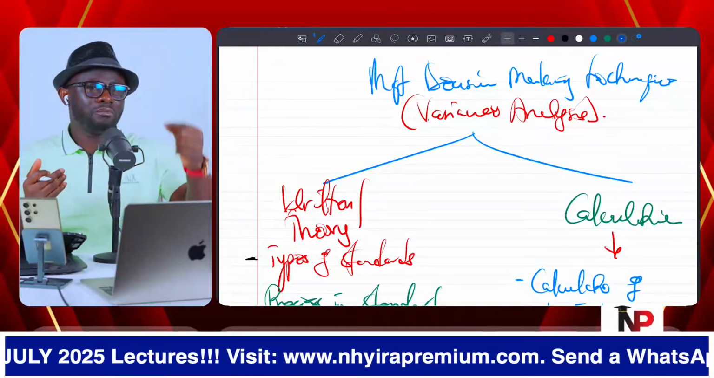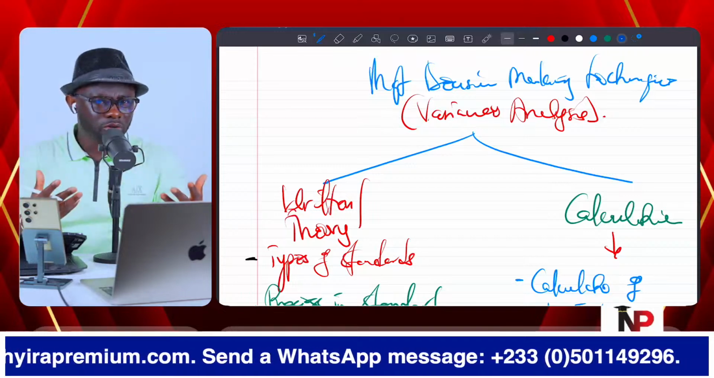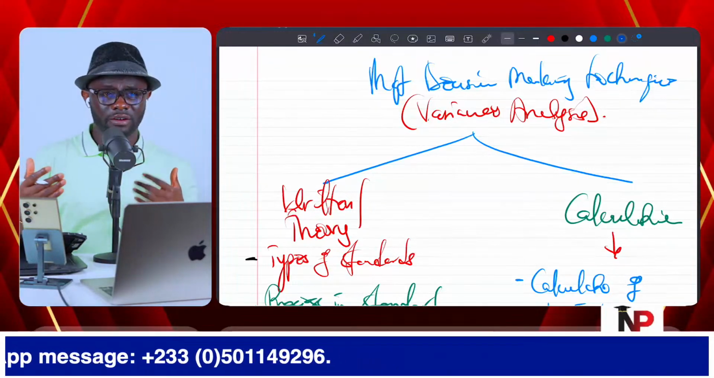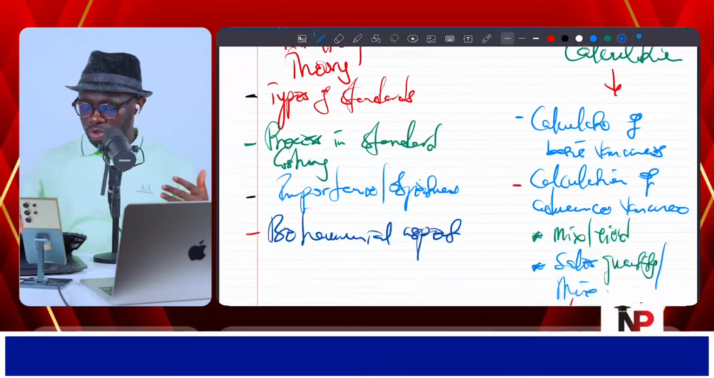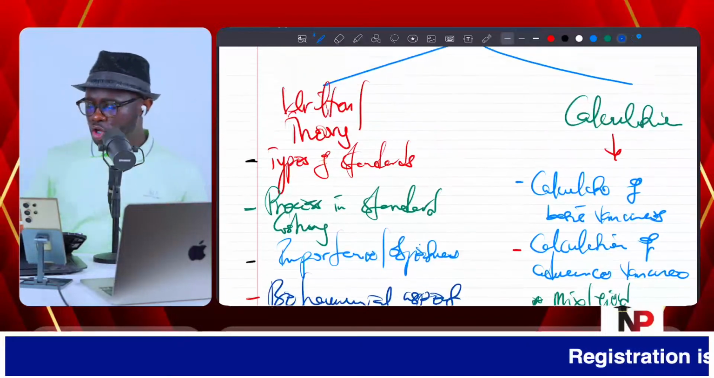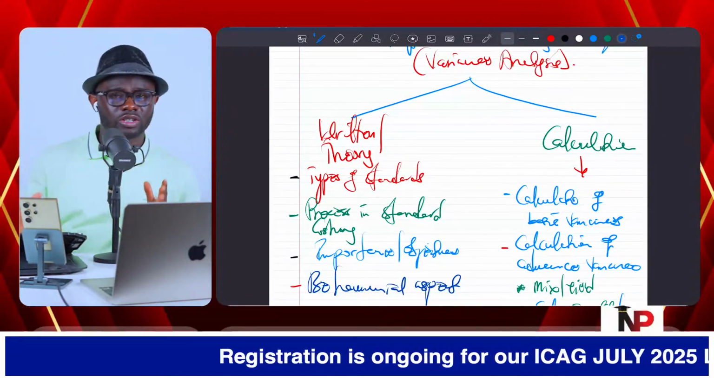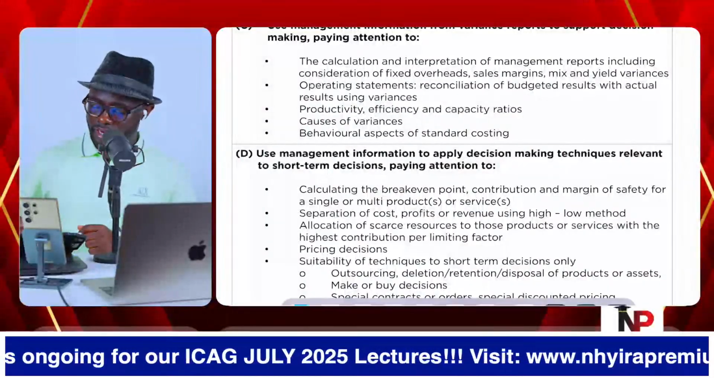So if the material price variance is adverse, why is that? What are the possible causes for that? What should management do? If the labor efficiency variance is favorable, why is that? What should management do? Those are the behavioral aspects. So these are the things that you must understand in that particular case.